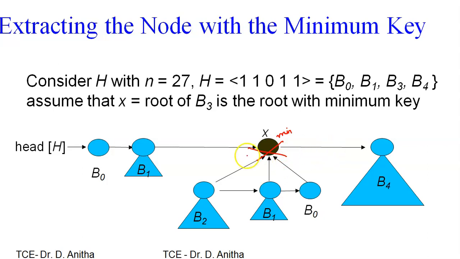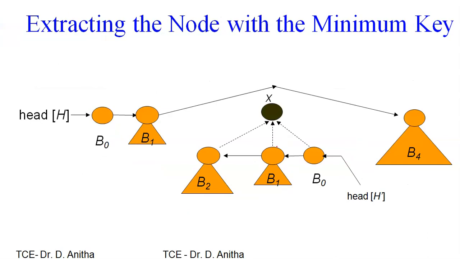After deletion, I have an original heap with all these root elements, and I have another heap H' which has these root elements. So now my task is to combine this H with this H'. When you combine that, you will get the newer heap without this x. This is the strategy that we are going to follow.